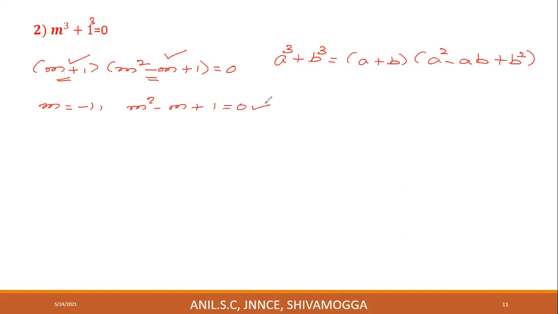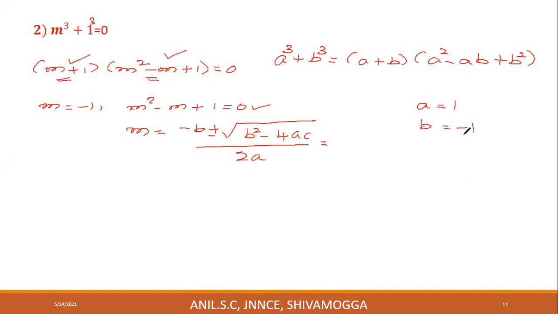This is a quadratic equation. Now let's solve this quadratic equation. We know that m is given by, what is the expression to solve a quadratic equation? Minus b plus or minus square root of b square minus 4ac divided by 2a. What is a, what is b, what is c here? A is m square coefficient, therefore a is equal to 1. B is m coefficient, therefore b is equal to minus 1. And c is constant, c is equal to 1.